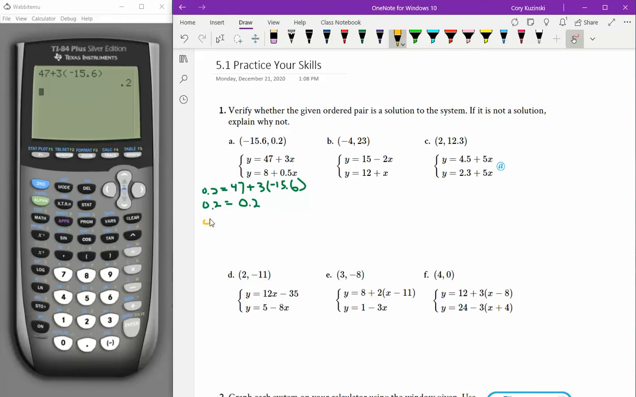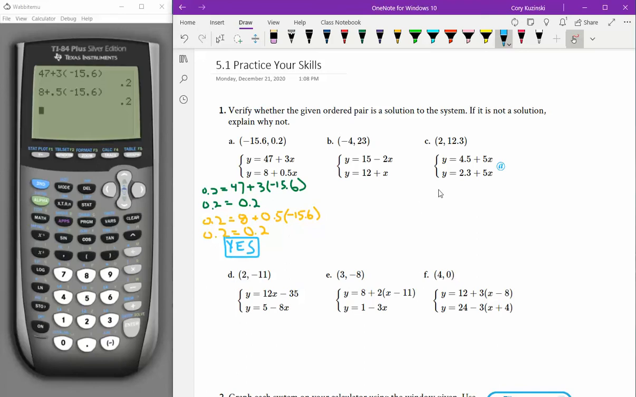So let's go again. Let's go 0.2. Does that equal 8 plus 0.5 times negative 15.6? All right, so I'll just do 8 plus 0.5 times negative 15.6, and that gives us 0.2. So we'll just say yes, this is a solution, because it works in both equations. It is a solution to both equations. That makes it a solution to the system.